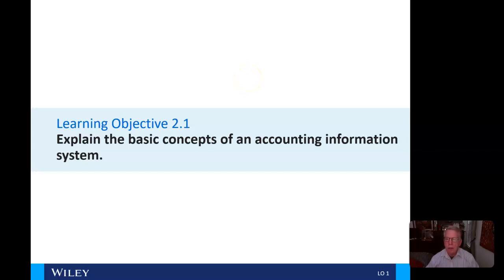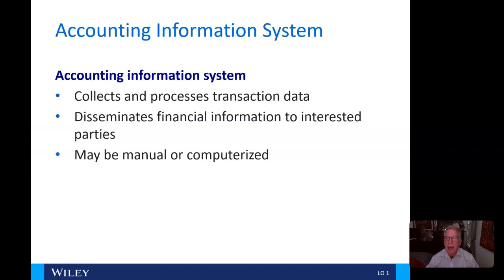So we're going to explain the basic concept of accounting information system here. And here, we're going to collect in that accounting information system the transactions that we process during the month, debits and credits for the most part. We're going to show how we disseminate those financial information to our users of our financial information. And of course, that system may be manual, but mostly you're going to find that they've been computerized.